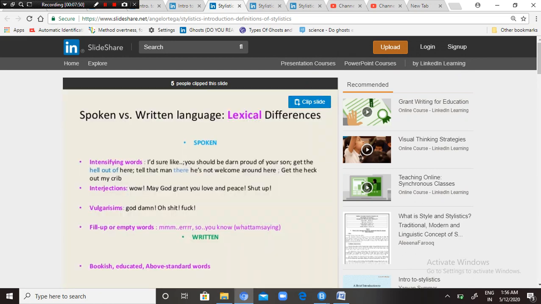Spoken versus written languages and lexical differences. How we speak the words: identify words like you should be proud of your son, get the hell out of here, tell that man he is not welcome around here, get the heck out. Interjections: woof, wow, my God, grant you love and peace, shut up. Vocal screams: yeah, god damn, oh shit. Fill up empty words, so you know what I mean. And written: booked, educated, observing standard rules.